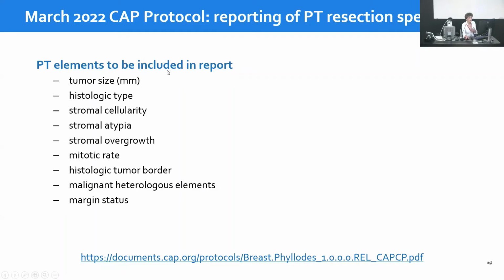So it requires now, at least in the States, that we report all these various features that are listed here: the tumor size, the type, the final classification, but also the stromal cellularity, mild, moderate, marked, the atypia, the stromal overgrowth, mitotic rate. All these features need to be included in the report, including the margin status.